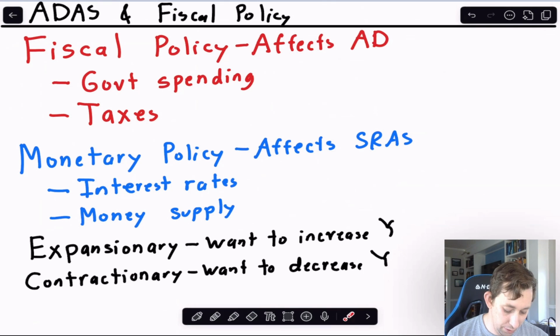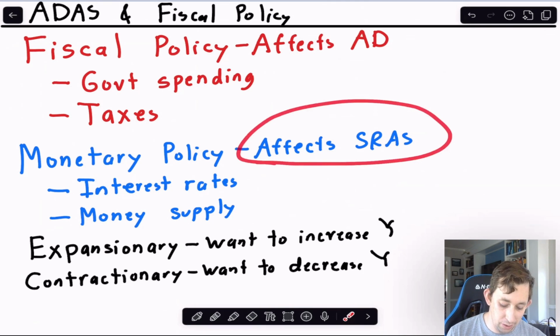Monetary policy, on the other hand, is going to affect the aggregate supply curve. Specifically, it's only going to affect the short-run aggregate supply curve. Remember that the long-run aggregate supply curve is based on the full employment level of output. So if something changes in terms of technology, or more people join the labor force, or people leave the labor force, that's going to impact the long-run aggregate supply curve. Monetary policy, on the other hand, is not going to affect any of those necessarily.